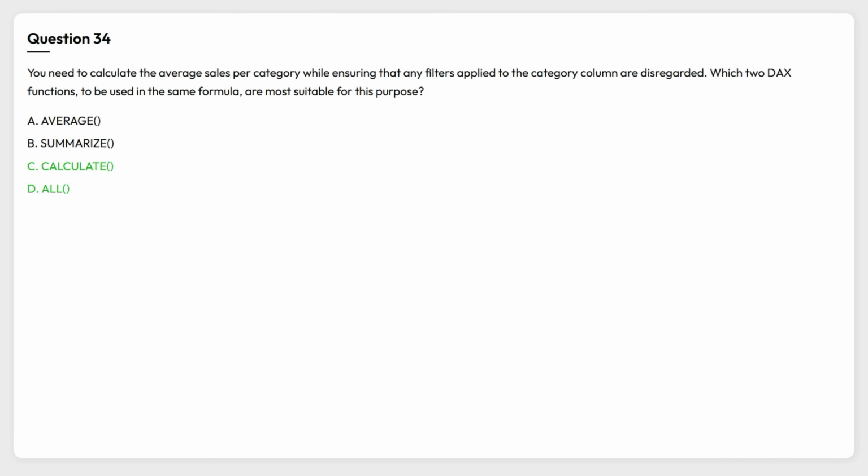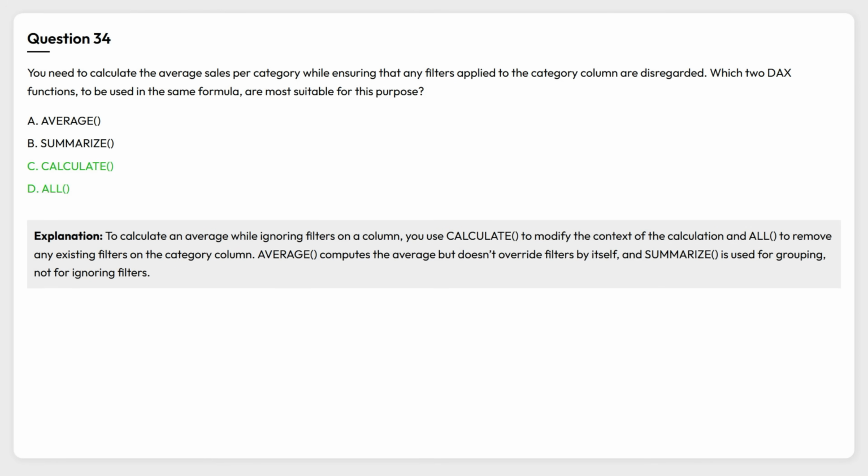Correct answers are option C, calculate. Option D, all. To calculate an average while ignoring filters on a column, you use calculate to modify the context of the calculation and all to remove any existing filters on the category column. Average computes the average but doesn't override filters by itself. And summarize is used for grouping, not for ignoring filters.